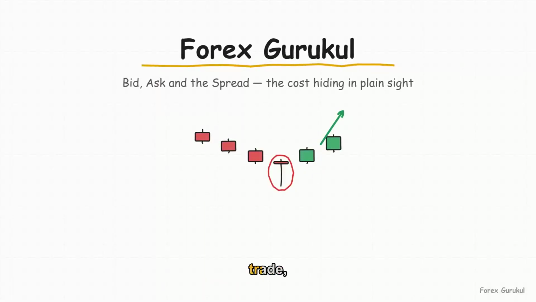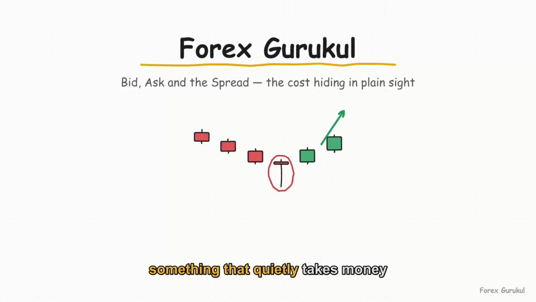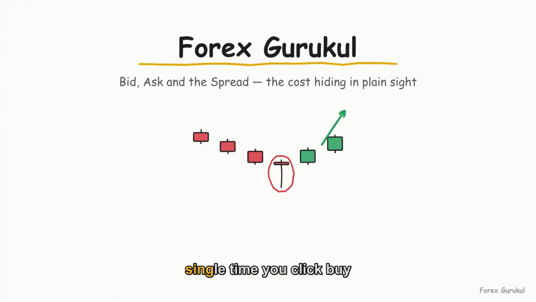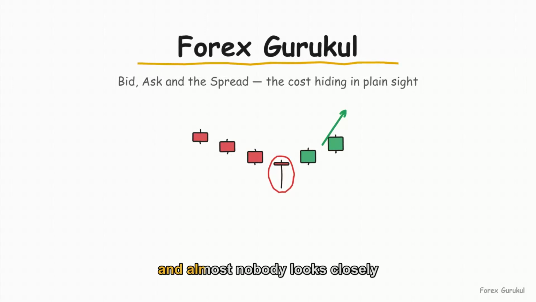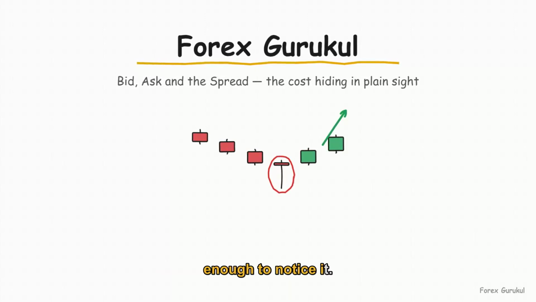Before you place one more trade, I want you to see something that quietly takes money out of your account every single time you click buy or sell, and almost nobody looks closely enough to notice it. Meet Danny. He buys euro-dollar, and the second his order fills, before the chart has printed a single new candle, his position is already showing a loss.